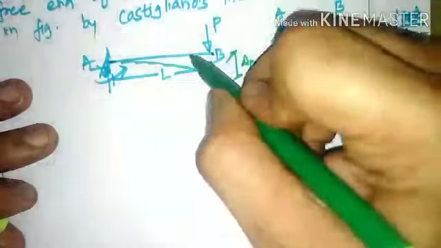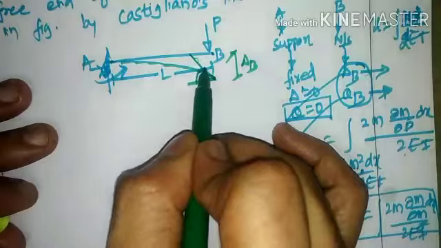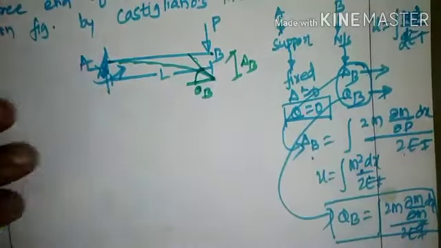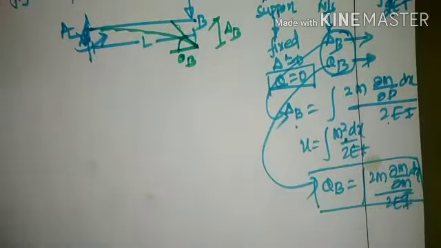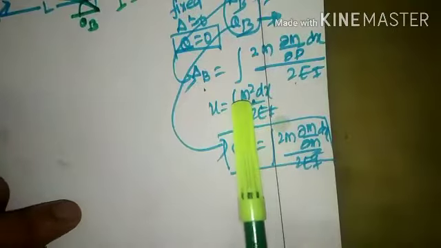Then if I draw a tangent at this particular tip of the beam and then evaluate by using any measuring device, that particular angle shall be called theta B. Now to find out delta B, I need to find out the strain energy expression first. What is the strain energy expression here?